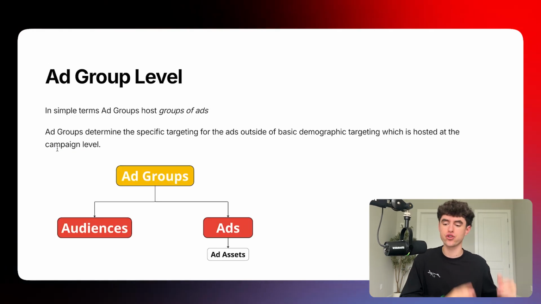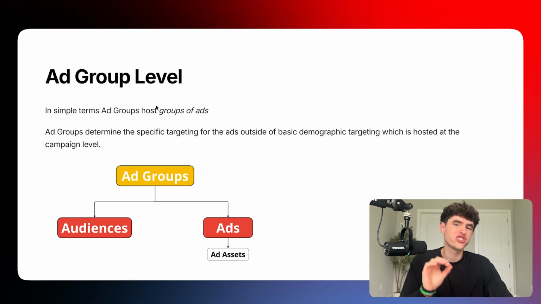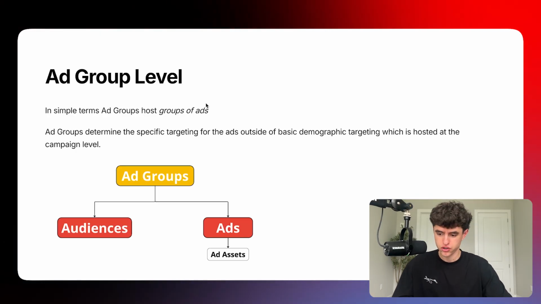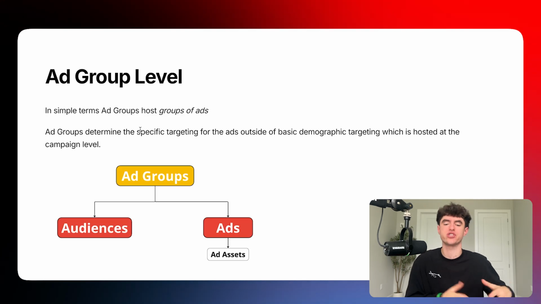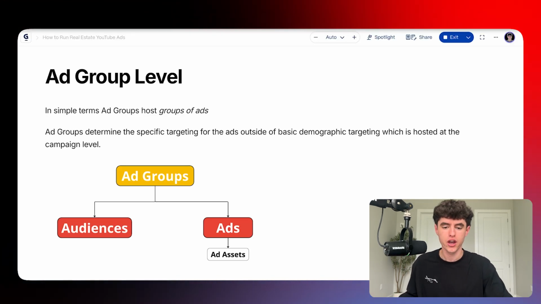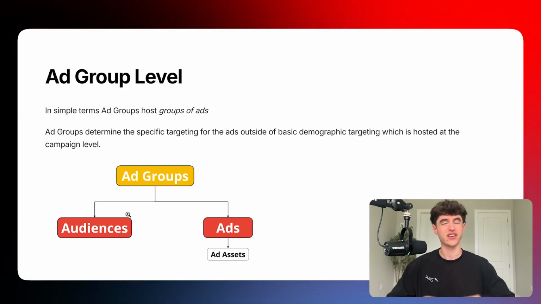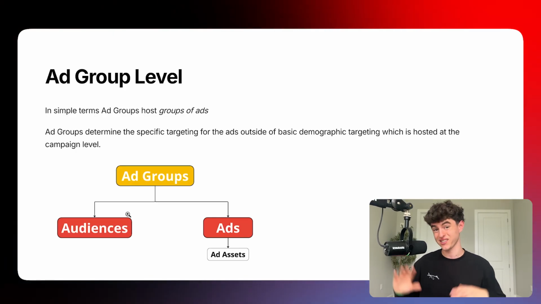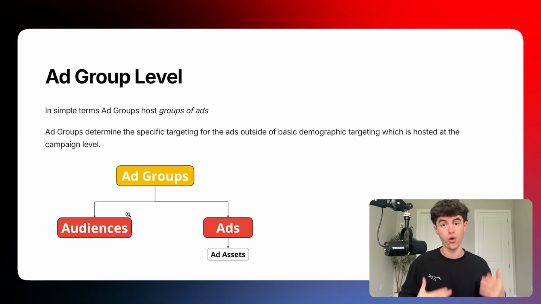Next, you have the ad group level. In simple terms, the ad groups host a group of ads. So essentially, ad groups determine the specific targeting for the ads outside of the basic demographic targeting, like location, which is hosted at the campaign level. So you'll have things like audiences, pre-built audiences that Google has deemed efficient, or you can use custom segments, which is your own manual keywords.